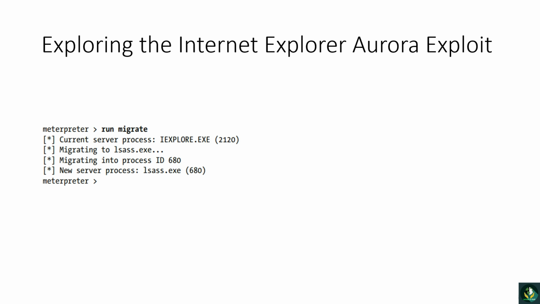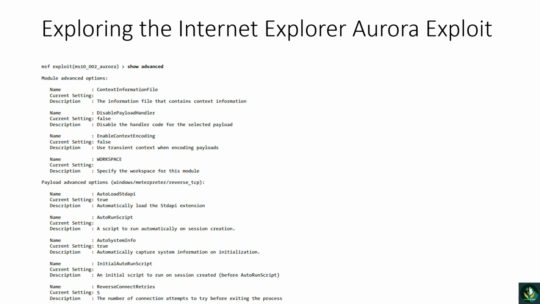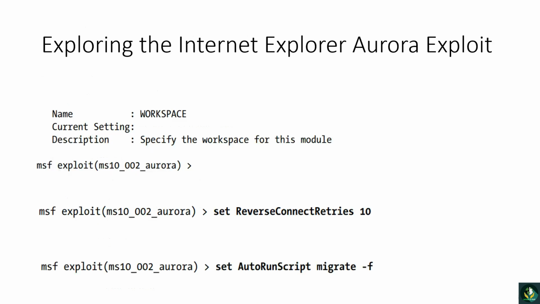You can automate this whole process using some advanced options to migrate to a process automatically upon a successful shell. Just type show advanced to list the advanced features of the Aurora module that you can find using this simple command. By setting these options, you can fine tune a lot of payload and exploit details.